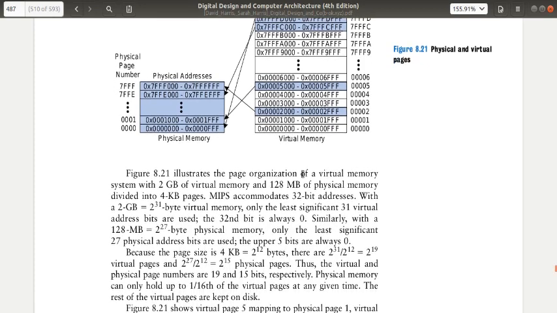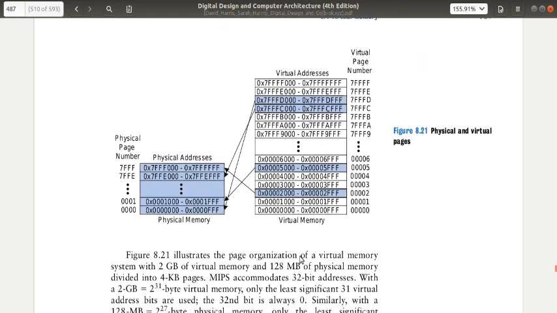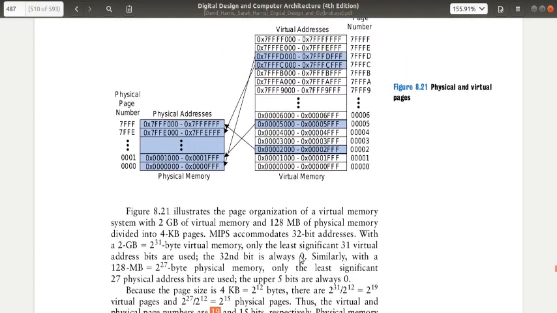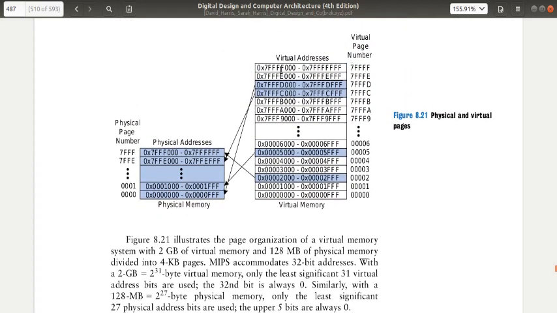We said how many bits we required for the addressing of the pages. In the virtual memory, 19 bits were used for what? 19 bits were used for addressing the page number, right? Or page numbering. So what we do is we take the higher 19 bits.